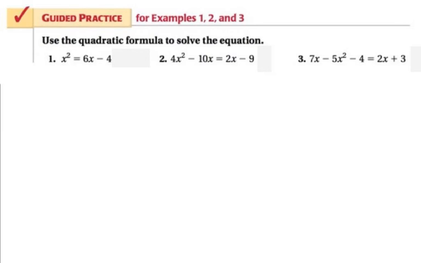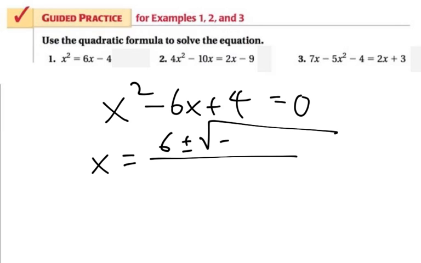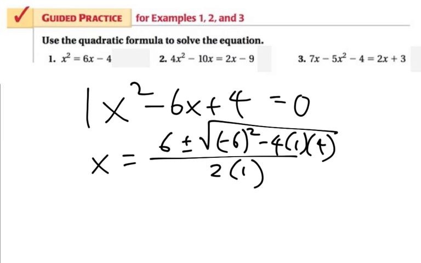So number 1, first change it to standard form: x squared minus 6x plus 4 equals 0. Make sure you change all the signs. Plug it into the quadratic formula, which is negative b, which is plus 6, plus or minus the square root of b squared minus 4 times a times c, over 2a. So a is 1, b is negative 6, c is 4.